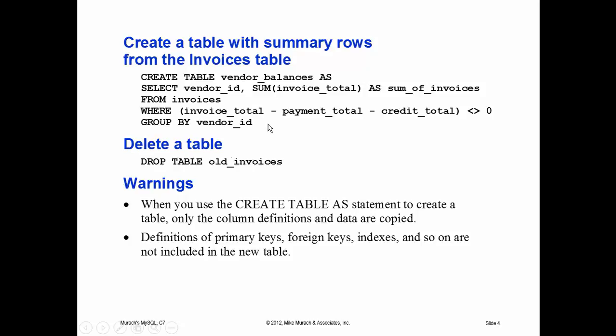And this is what they talk about here in the warnings. When you use create table as, only the column definitions and data are copied. Primary keys, foreign keys, indexes, etc. are not included in the new table. And I just showed you that. If I didn't want the table anymore, I'd say drop table.